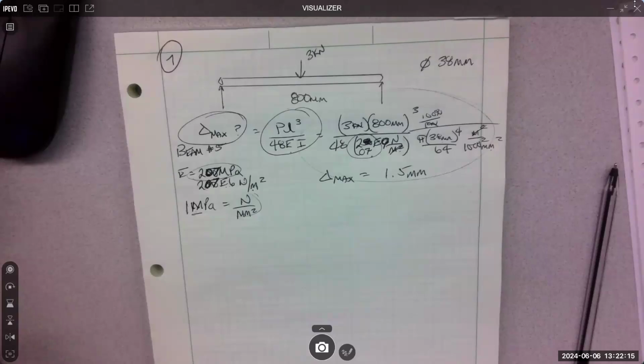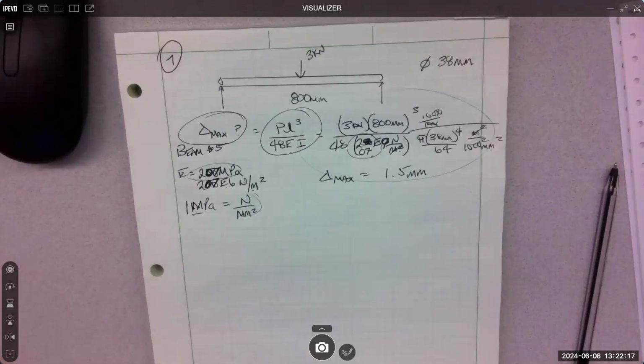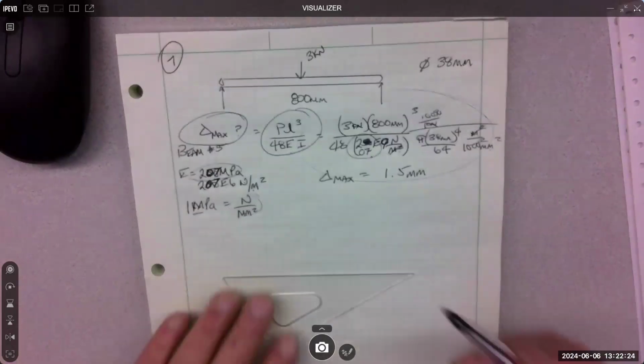Number 9. Use maximum deflection of a 10-inch by 14-inch simple support beam. Here, watch this. It's 15. Did you get that one? Maybe.